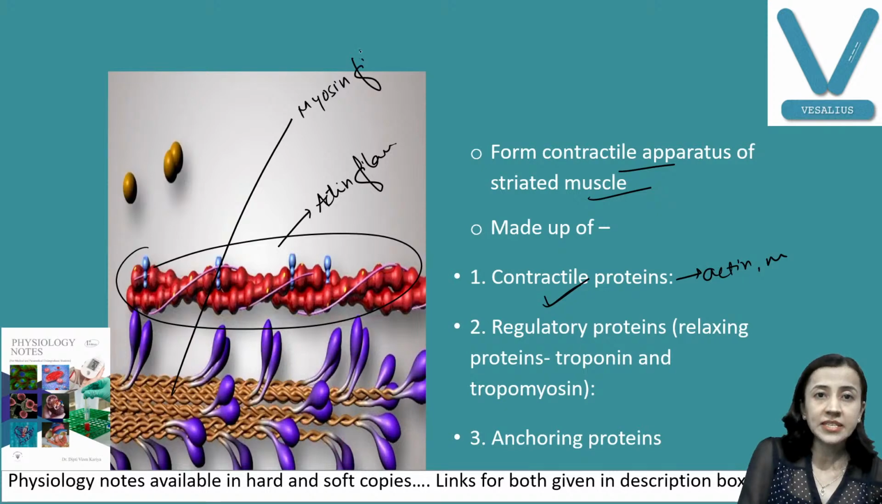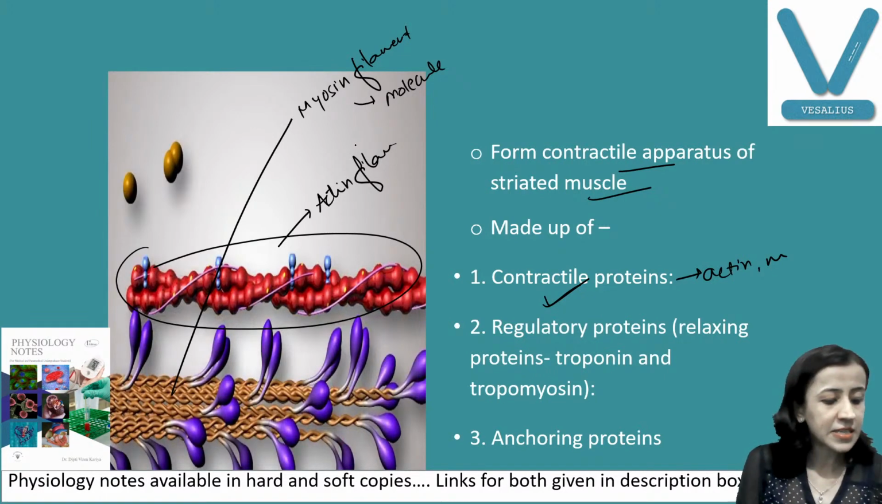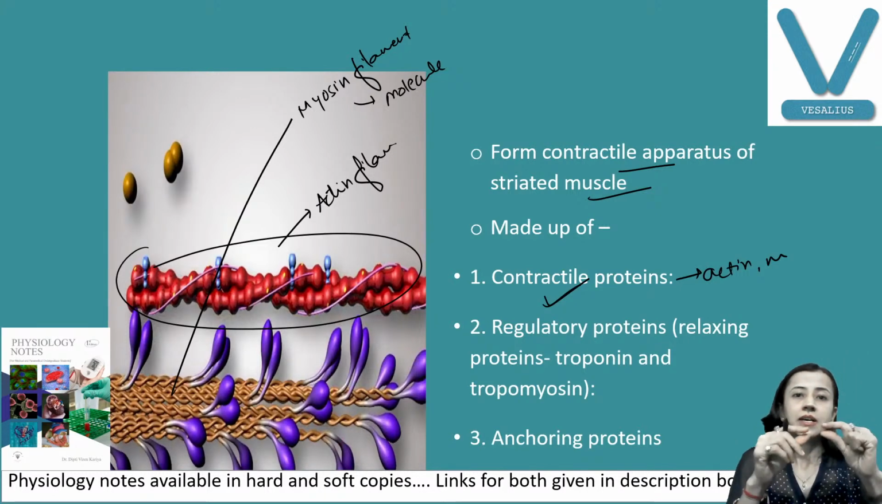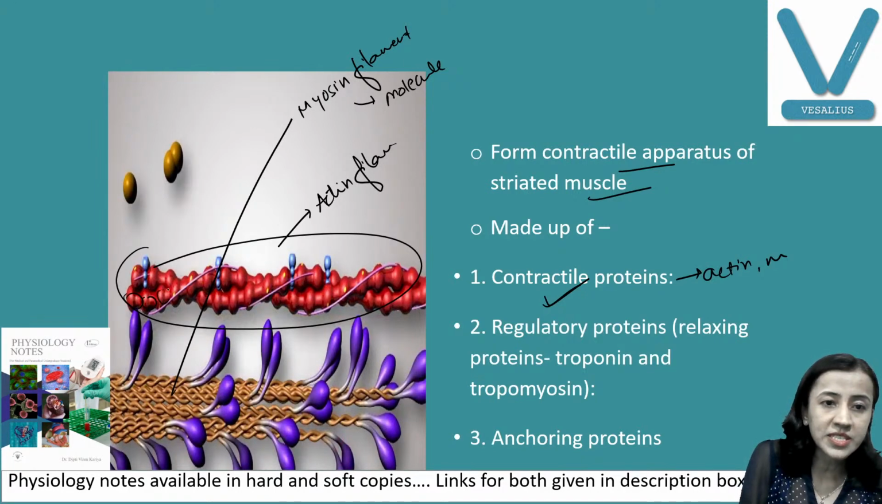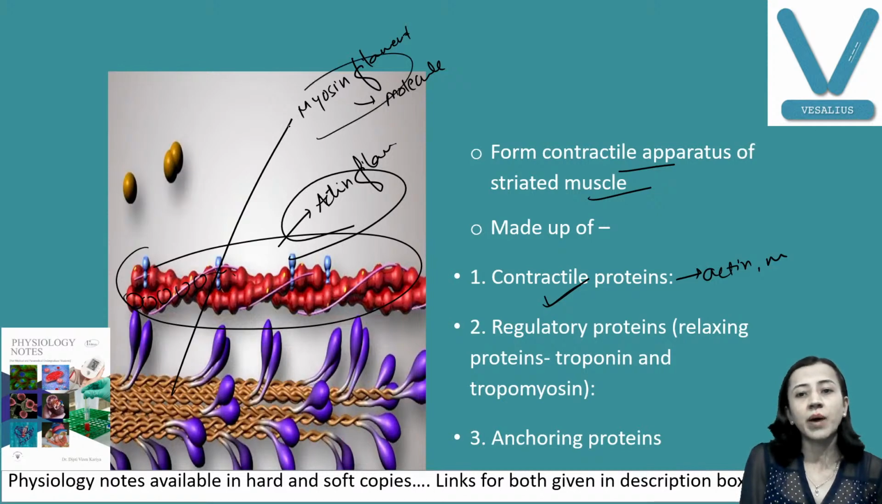Myosin filament is made up of molecules. Molecules unite to form one filament. Filament is made up of molecules. You can see here multiple molecules, they form a filament. So this is actin filament, this is your myosin filament.